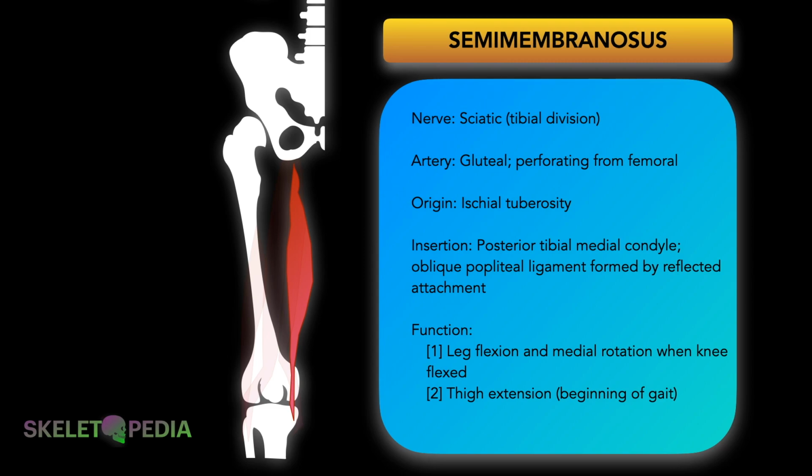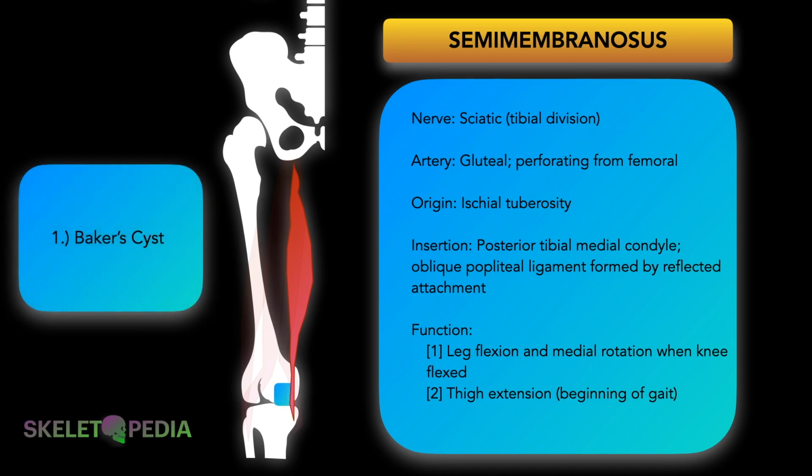Clinically, a Baker cyst, which is a well-circumscribed fluid collection behind the knee, is located between the semimembranosus and the medial head of the gastrocnemius. Another clinical pearl is during the surgery of a tibial plateau fracture. When approaching posterior-medially, the semimembranosus is a useful anatomic landmark.